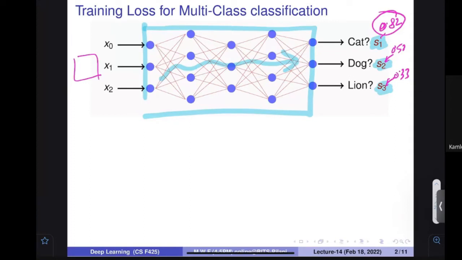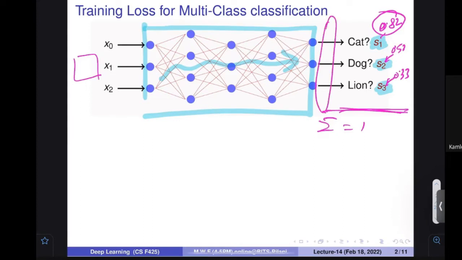Sometimes you want to represent the output as a probability, so that you can directly interpret it as a probability. How can I do that? There is a very important property of probabilities: the summation should be 1. So there is an idea called softmax, which tells you to apply a softmax layer after this.